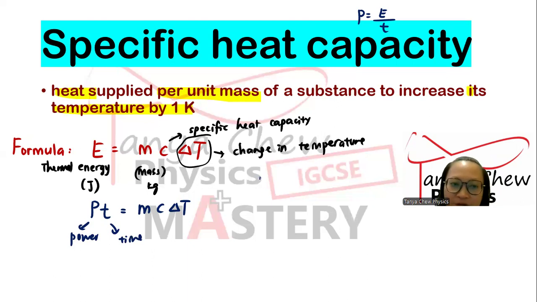So the unit of specific heat capacity is joule per kilogram per degree Celsius, right? Joule per, wait, let me see. Joule per kilogram per degree Celsius, yes. Or joule per kilogram per Kelvin. It depends on the temperature.